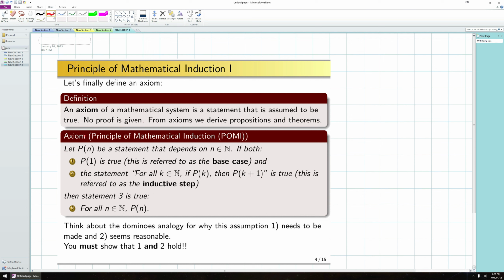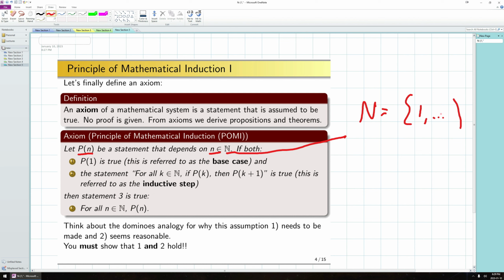Why not? Okay, so here's how the axiom goes. We're going to let P of n be some statement that depends on some parameter n, and this parameter is going to be a natural number. For this course, the natural numbers n will be the set starting at 1 and going forever. So just 1, 2, 3, 4, 5, etc.